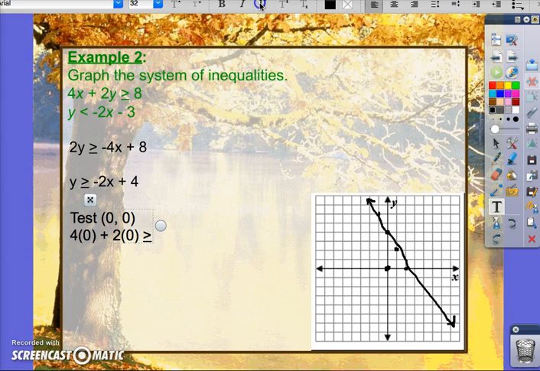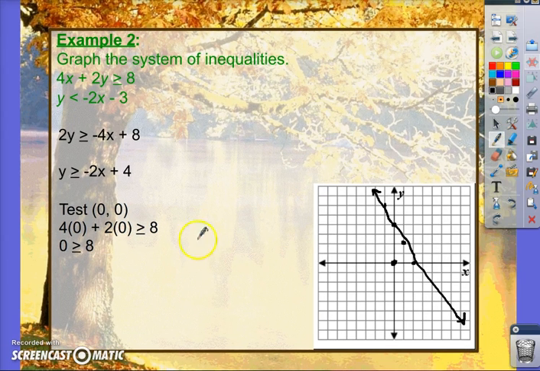Greater than or equal to 8. So I get 0 greater than or equal to 8. 0 greater than or equal to 8 is false. So where do I shade? I don't shade below the line, I shade above it.